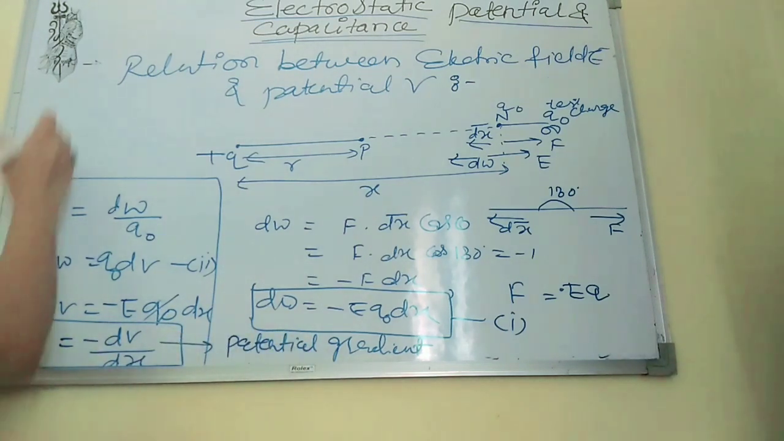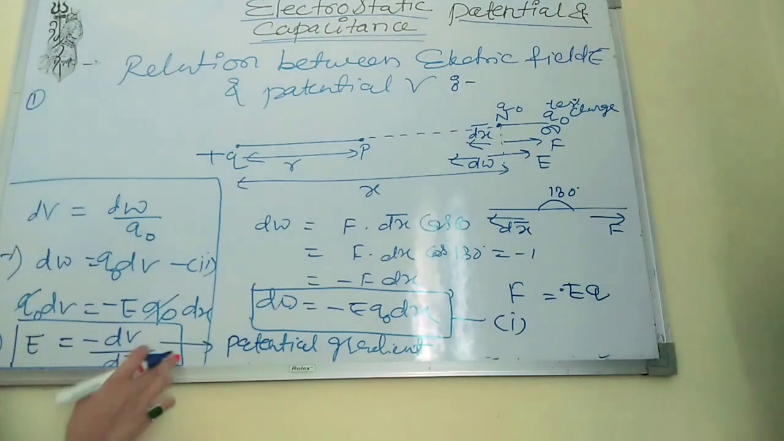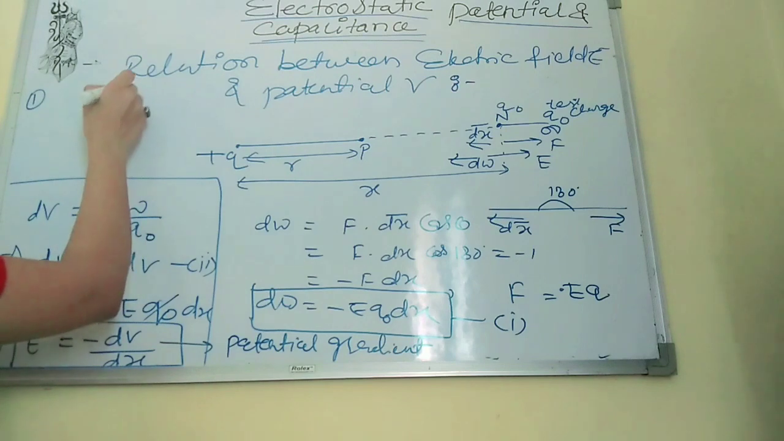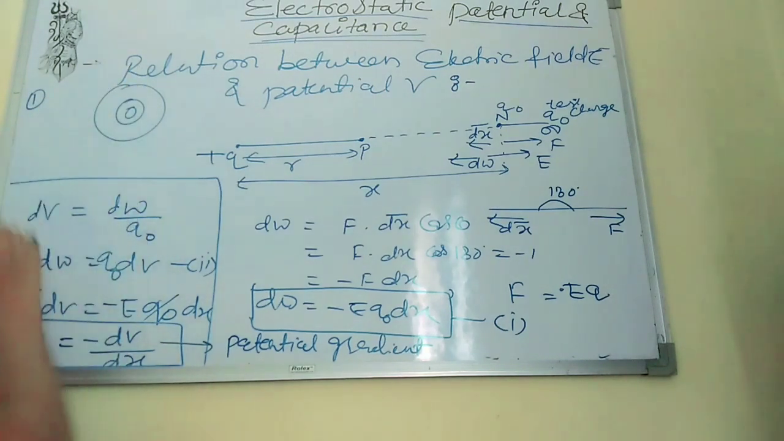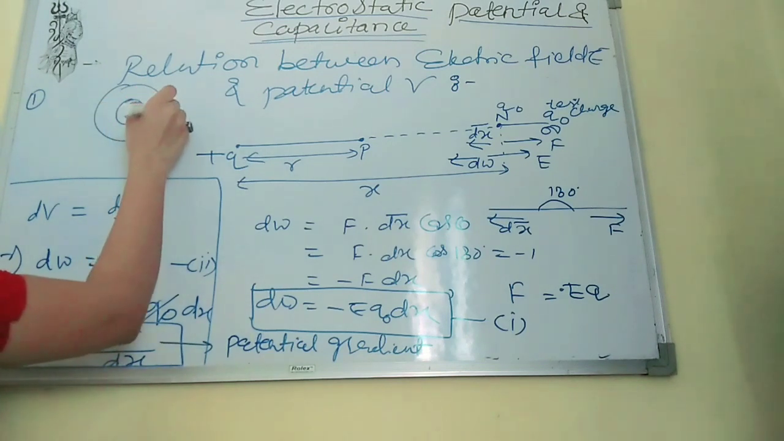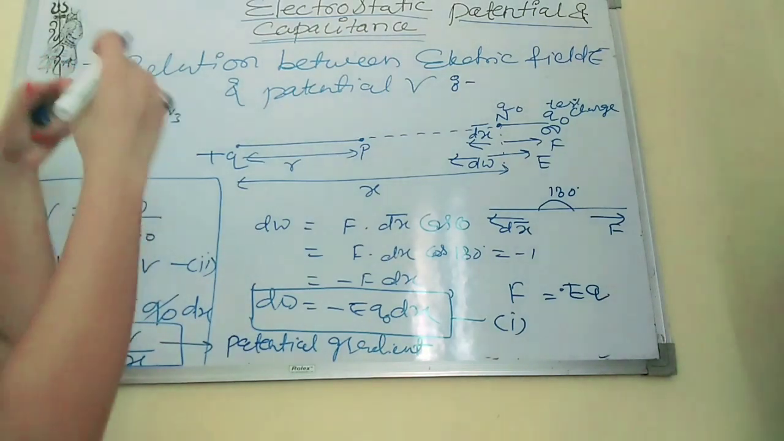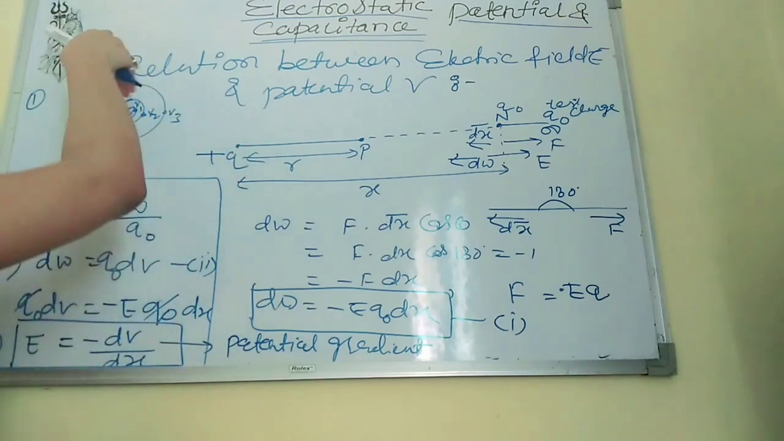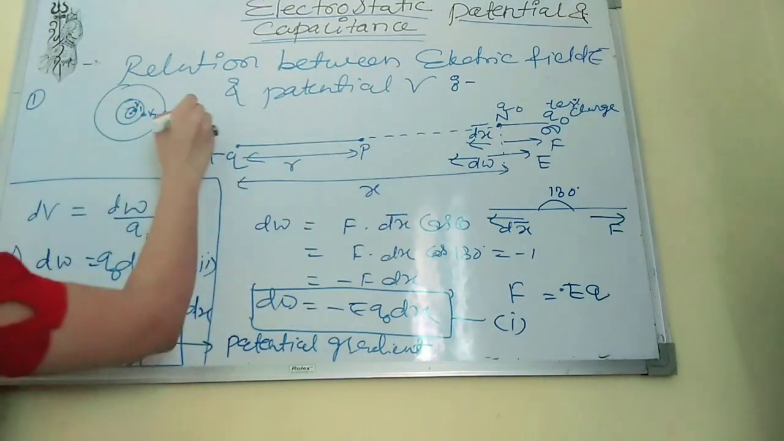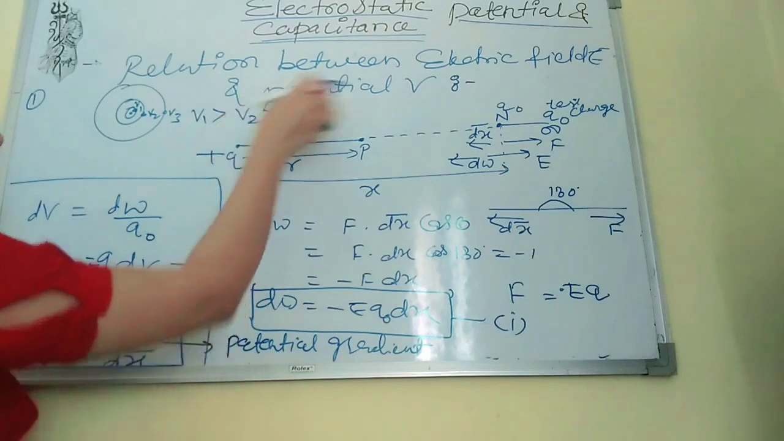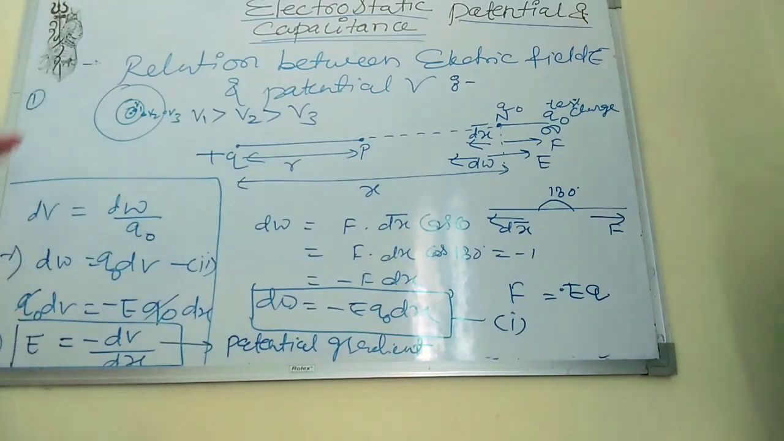Now some characteristics of this potential gradient and electric field. First thing you are seeing is that electric field and this potential gradient are in the form of minus, which means it is in a decreasing manner. If we see an equipotential surface, this is V1, this is V2, this is V3. It will always be in a decreasing manner. When we go far from this point, the potential decreases. That is, V1 will be greater than V2, and V2 will be greater than V3. So it is in a decreasing manner.